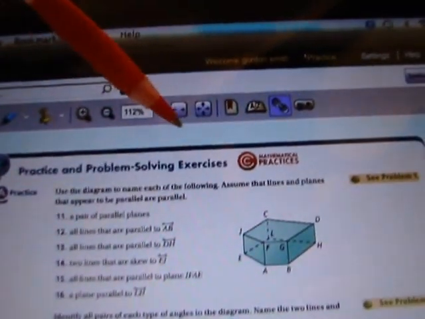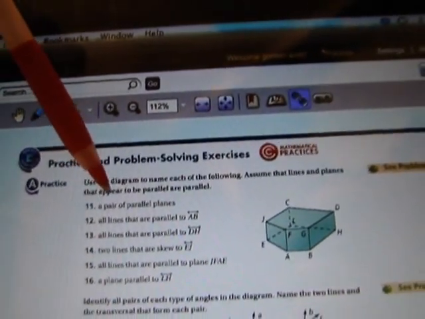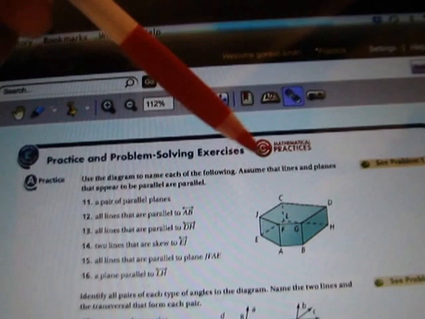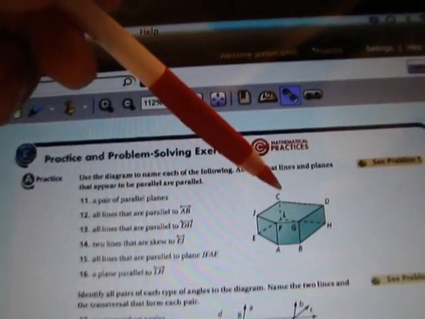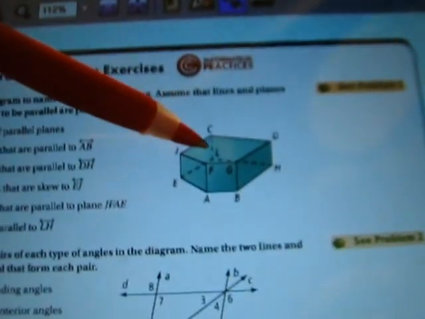All right, number 11. Use the diagram to name each of the following. Assume that the lines and planes appear to be parallel. 11. A pair of parallel planes. Easiest way to do this is always the top and the bottom. So let's say CDGFJ. CDGFJ is parallel to the bottom, which we'll call LHBAE.